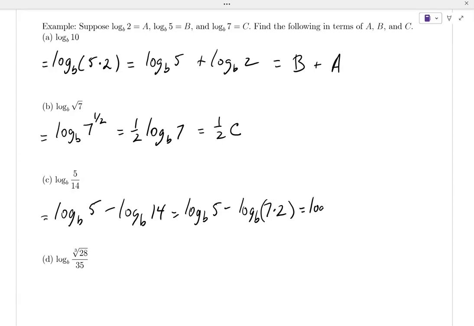Because then how can you rewrite that part? Good. Right. Rewrite it as a product, and then I can split the product up as a sum. So I've got log base b of 7 plus log base b of 2. And now do I have something to plug in for each of those three things? Yeah, log base b of 5 we said was capital B. Log base b of 7 is C, and A for the other one.